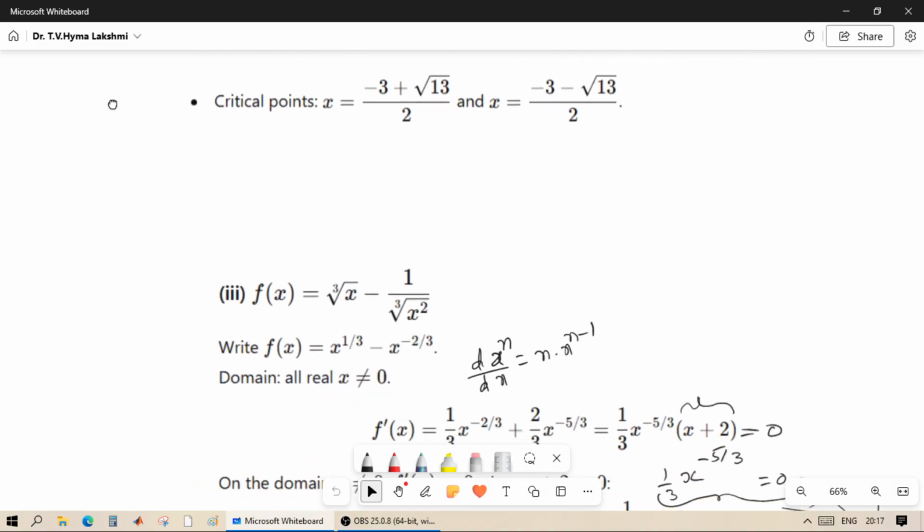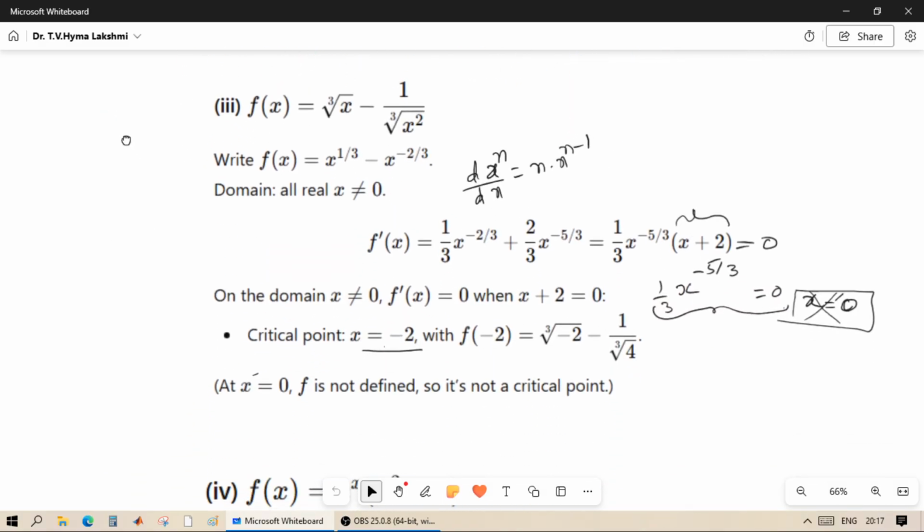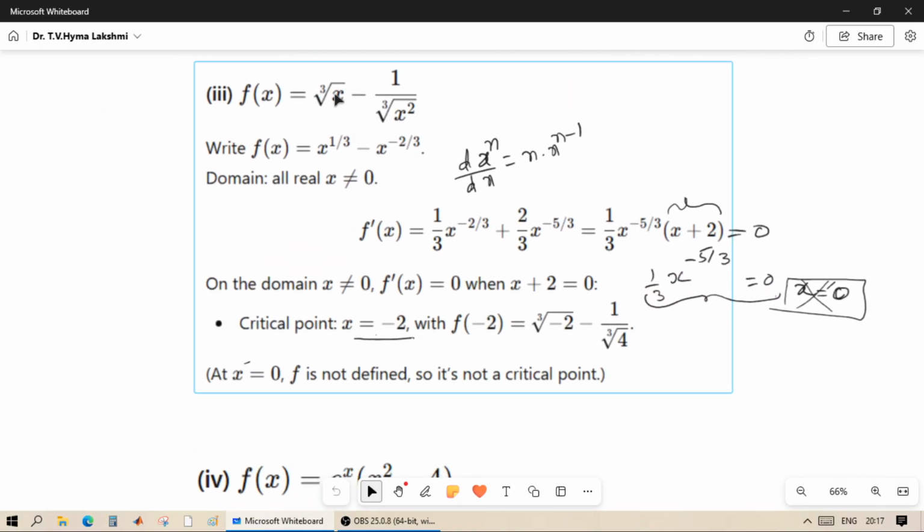Now let us see another example: f of x equals (cube root of x minus 1) by cube root of x square. For simplification, we can write cube root of x as x power 1 by 3, and 1 by cube root of x square is x power minus 2 by 3. And the domain is all real values except 0. If x equals 0, the denominator will be 0, and the function is undefined.